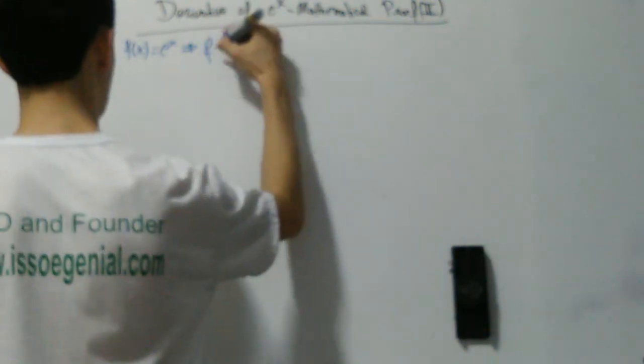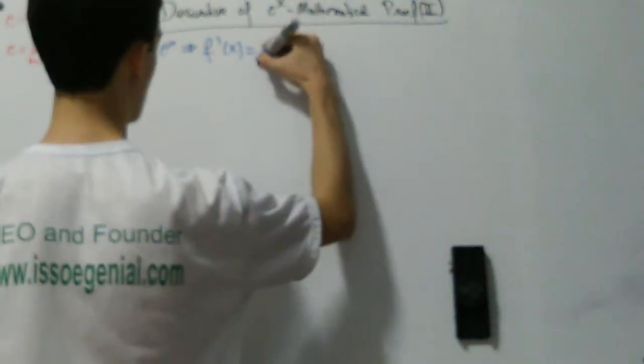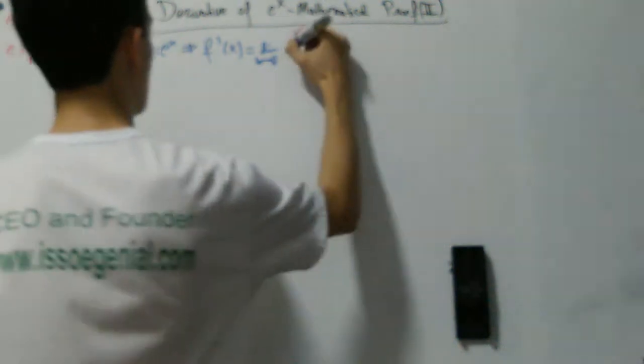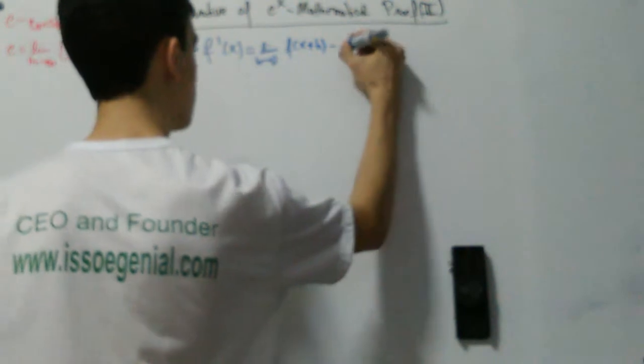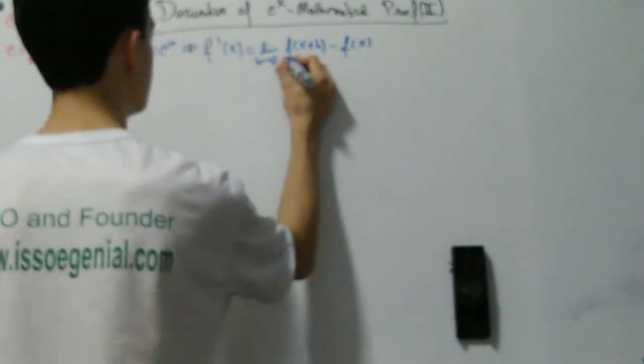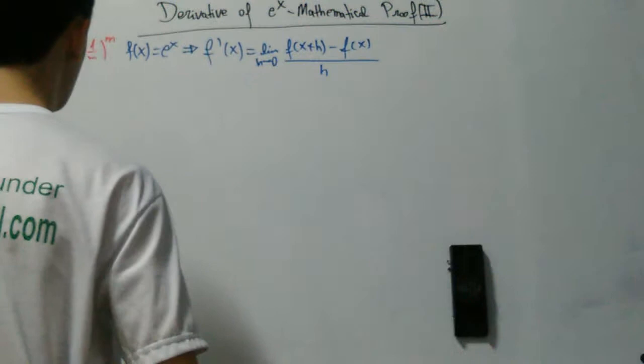So we know that if we have a function f of x, f prime of x, which means the derivative of that function, is the limit when h approaches 0 of f of x plus h minus f of x, and all of this divided by h. So this is the definition of a derivative using limits.